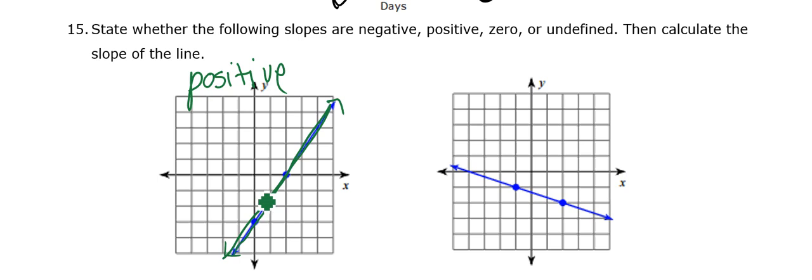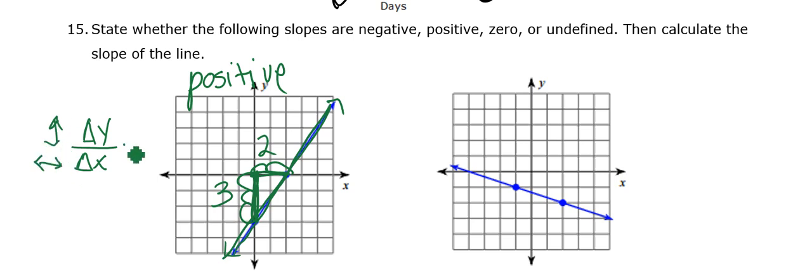So finding my rise, it's increasing by 1, 2, 3. And finding my run, 2. So I'm going to write my slope as change in y over change in x, or rise over run. And I get 3 over 2.